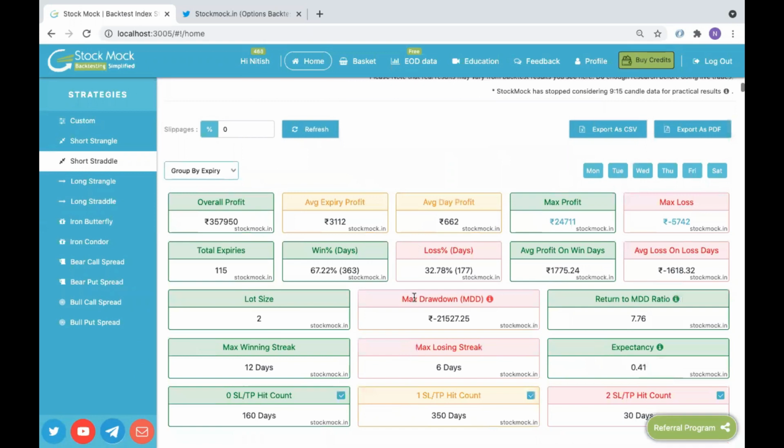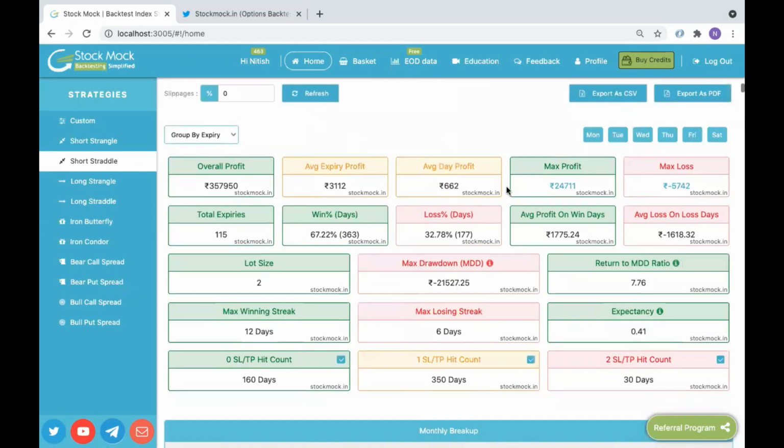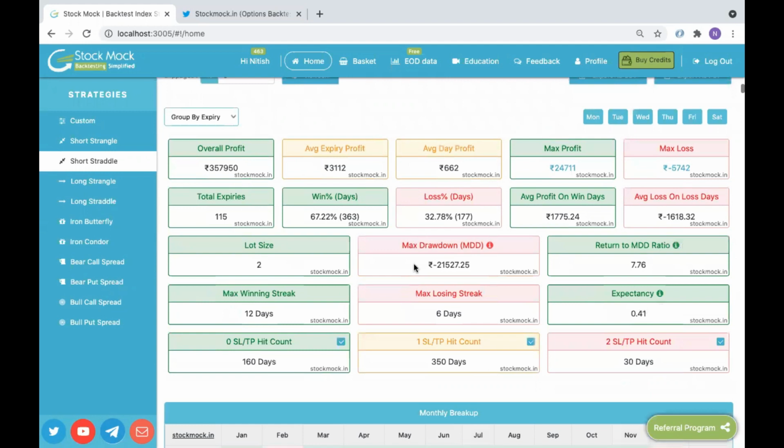Okay, so we can see here, these are the results. I've just done the random entry. You can obviously try, because in beta testing, people have found really good strategies with this thing. So you can see max drawdown is 21,000. I prefer the drawdown to be under 14-15%. So if you are doing 1.5 lakhs, then 14% is, yeah, 21,000. So it's near to that.